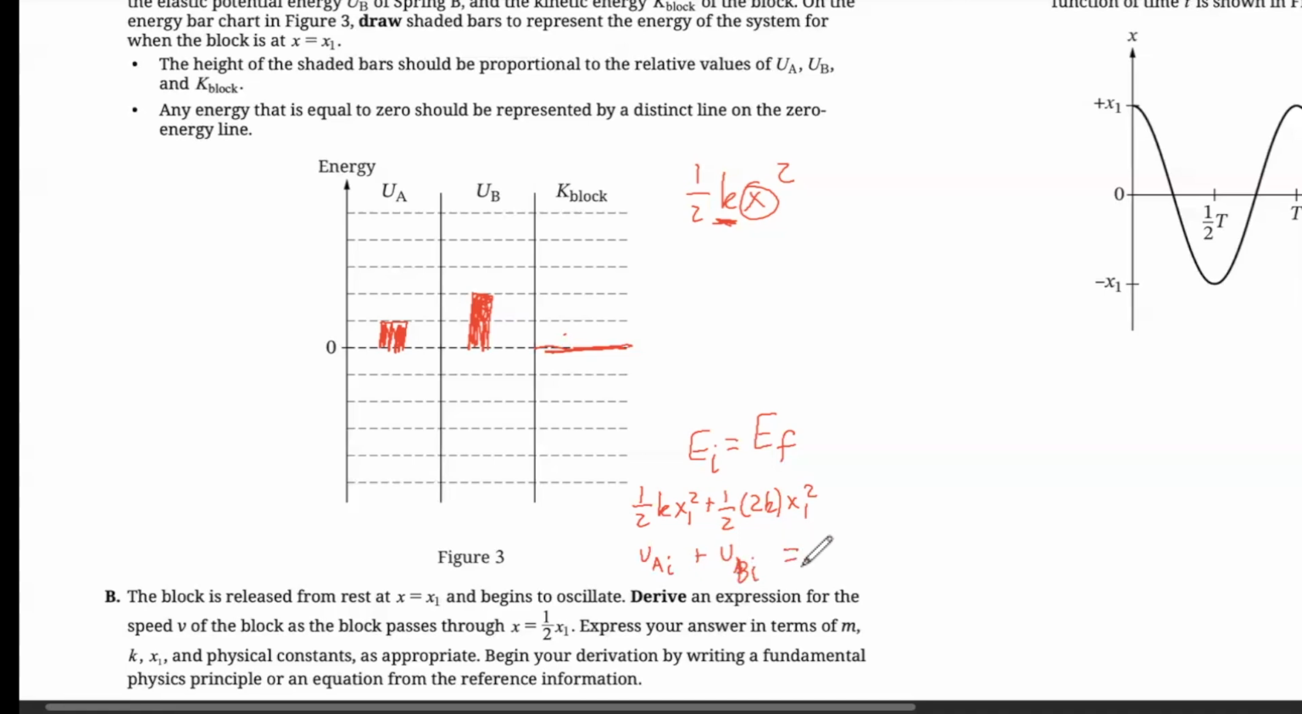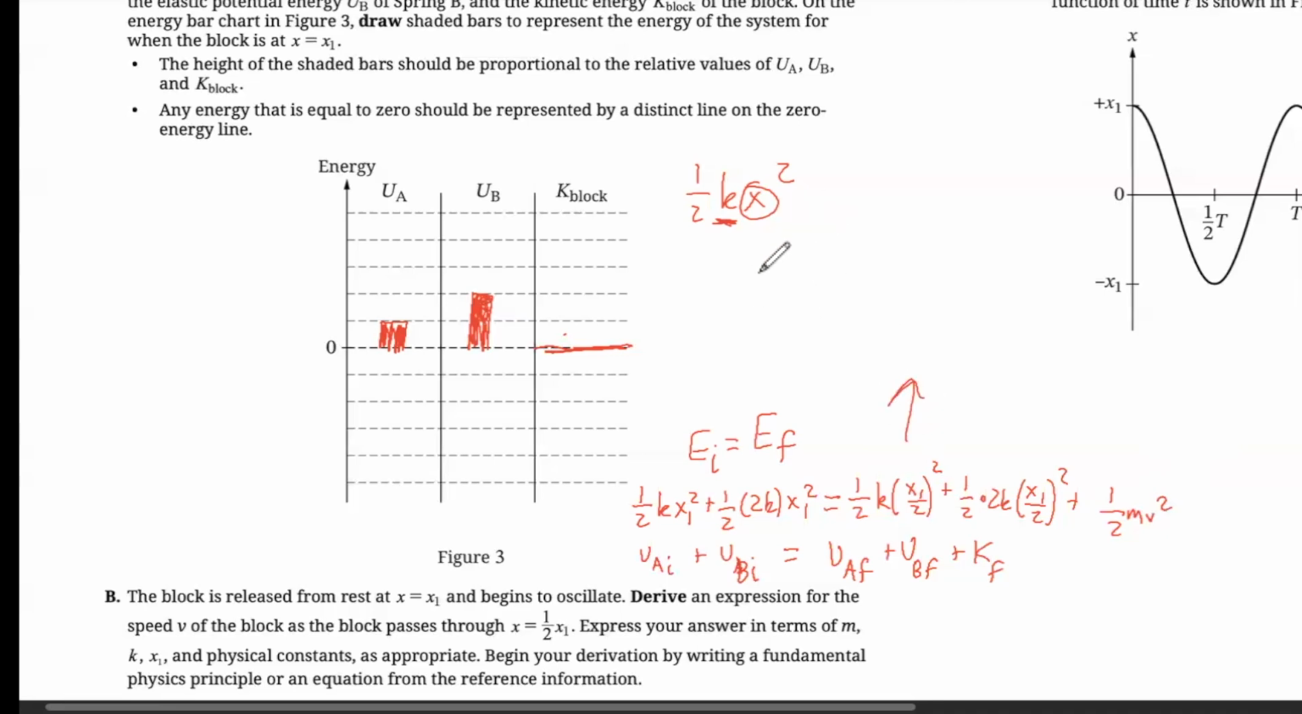UBI equals the sum of all of our energies at the end. So you're still going to have some spring potential energy in both springs, but now you're also going to have some kinetic energy. So you're going to have 1/2 k times x1 over 2 squared plus 1/2 times 2k times x1 over 2 squared plus 1/2 mv squared. We have to obviously find v then.